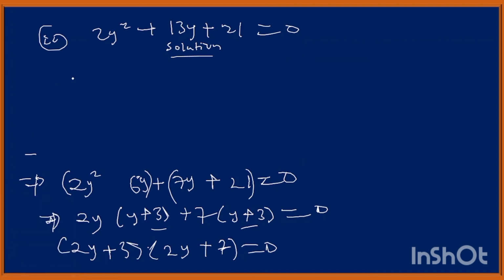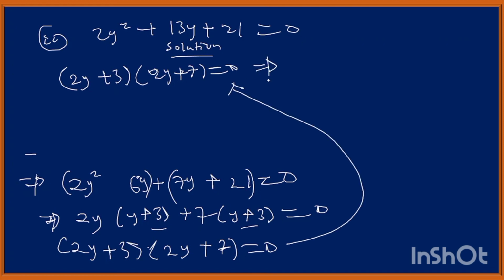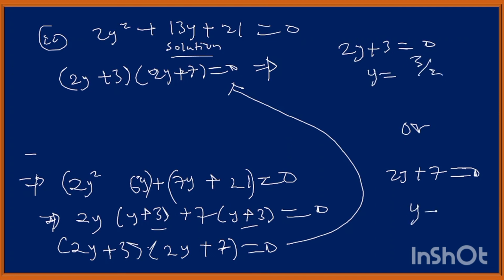So we have 2y plus 3 and then 2y plus 7 is equal to 0. I'm solving from here. So I'm going to equate each term to 0. 2y plus 3 is equal to 0, or 2y plus 7 is equal to 0. So this will give me y is equal to minus 3 over 2, or minus 7 over 2. So it's either minus 3 over 2 or minus 7 over 2.